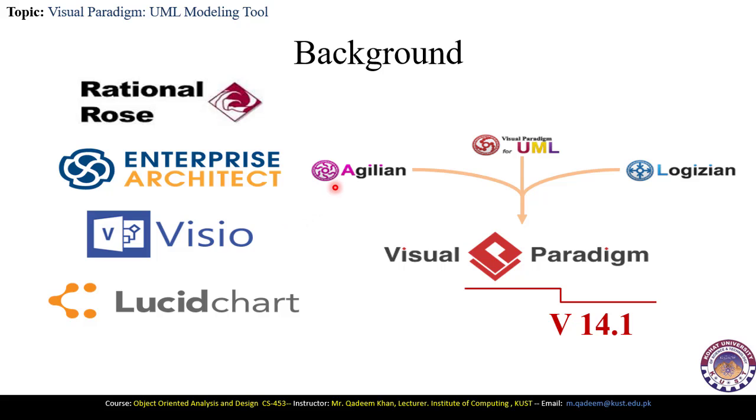Similarly, Agilian is another tool, and visual paradigm of course is with us, which can create the advanced types of unified modeling language diagrams, that is UML 2.5. Also, visual paradigm merged Agilian and Logesian, so these three, the classical visual paradigm, Logesian and Agilian, are combined and merged into visual paradigm, that is version 14.1.